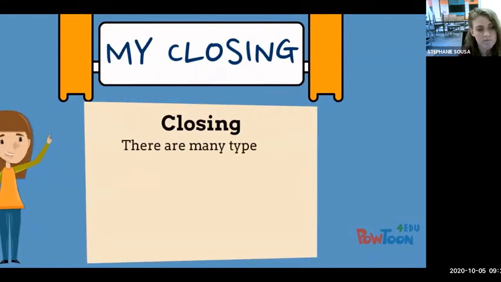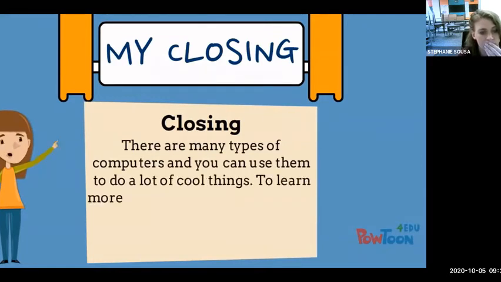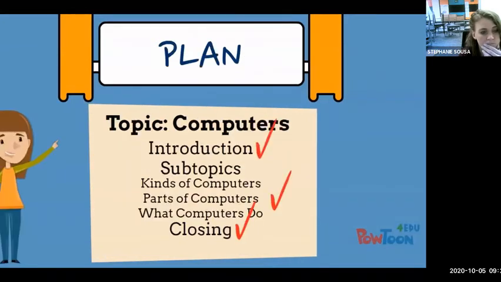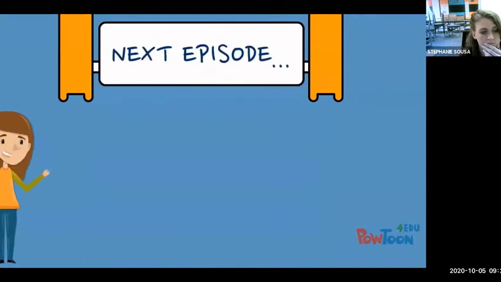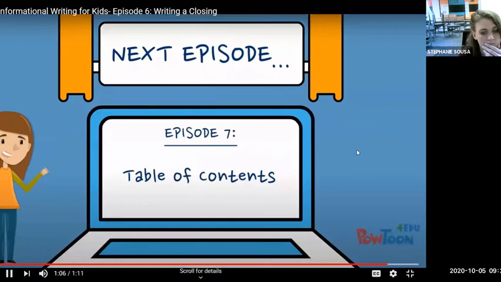There are many types of computers and you can use them to do a lot of cool things. To learn more, check out these other books about computers. Now I'm finished with the 3 main parts of my draft. In episode 7, I'm going to make a table of contents to help the reader find information in my book.